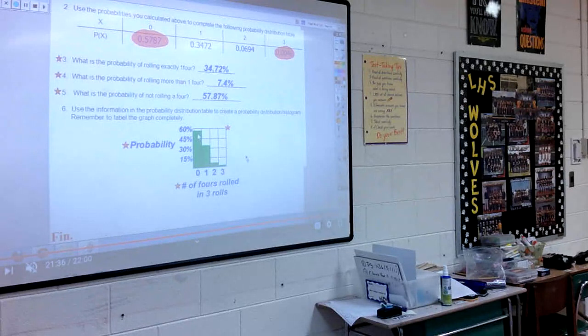Then the chance of rolling 1 4 is next, then the chance of rolling 2 4s, and then the chance of rolling 3. If we talked about this distribution, it is definitely skewed to the right, right? So it is a skewed right distribution. It has a tail to the right. So that is the binomial distribution. If they ask you to draw a histogram with it, you see how you would do that.